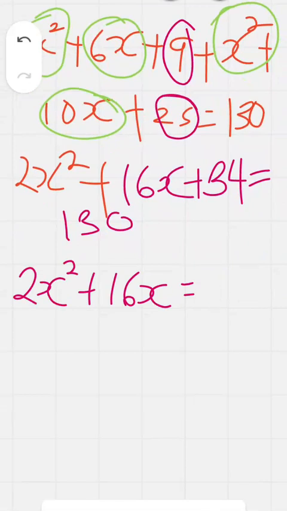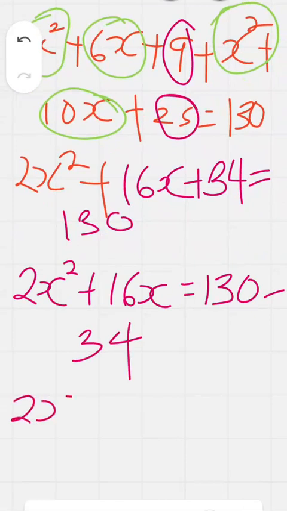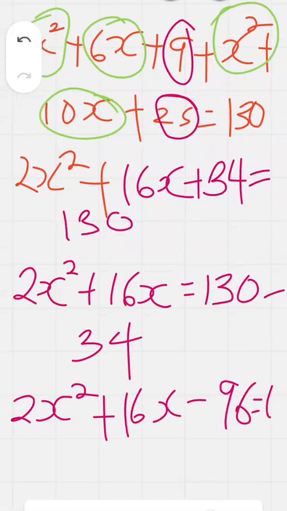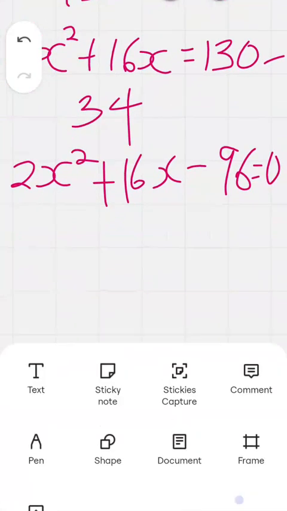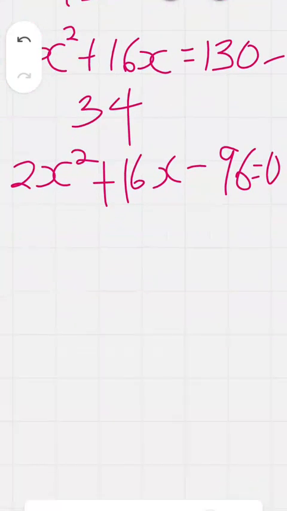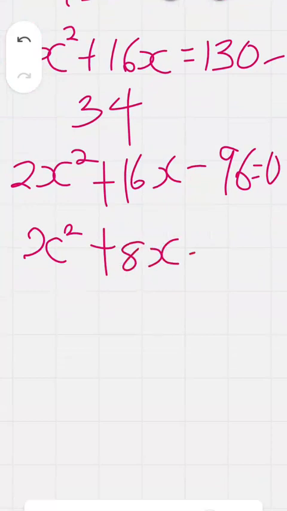Let me write it well. 130 minus 34 is just 96. So we have 2x squared plus 16x minus 96, because when 96 comes this side, it will be negative, equivalent to 0. So we have our quadratic equation here. We can simplify it still further. We can divide by 2. So that when divided by 2, we'll have x squared plus 8x minus 48 is equal to 0.